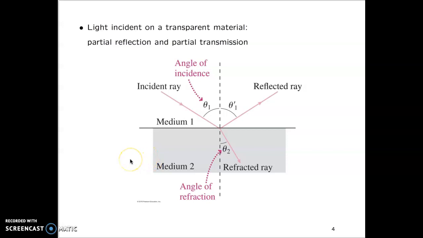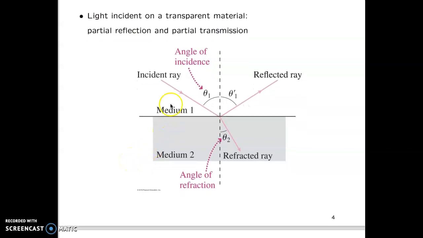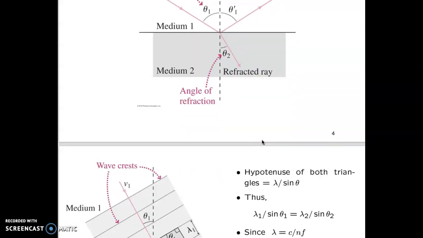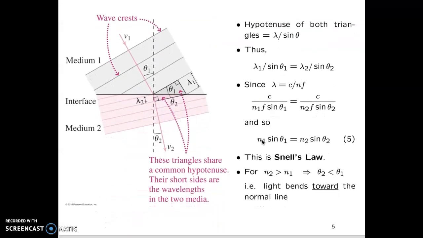So let's try to understand refraction a little better. Why do we have this bending of light as it goes across an interface between two media, as it goes from one medium into another? Okay, so here's a picture which kind of explains it, I think, reasonably well.